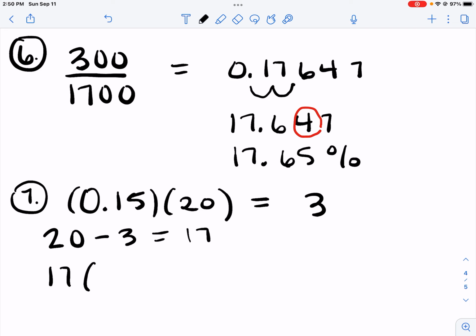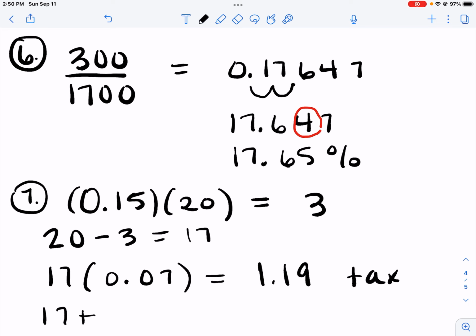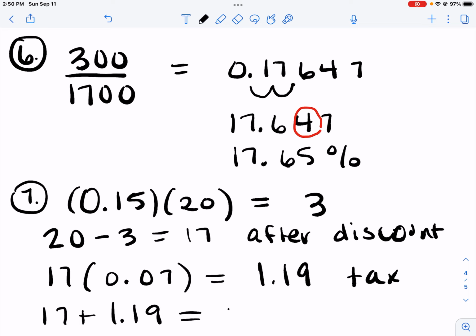Now we have to find tax, which is 7%, or 7 cents for every dollar. 17 times 0.07 gives us $1.19. So the item is $17. This is the tax. This is the after discount. So the total is the item plus the tax. So $18.19.